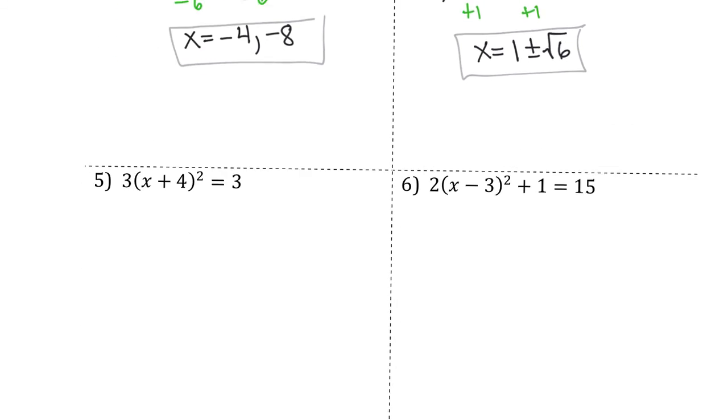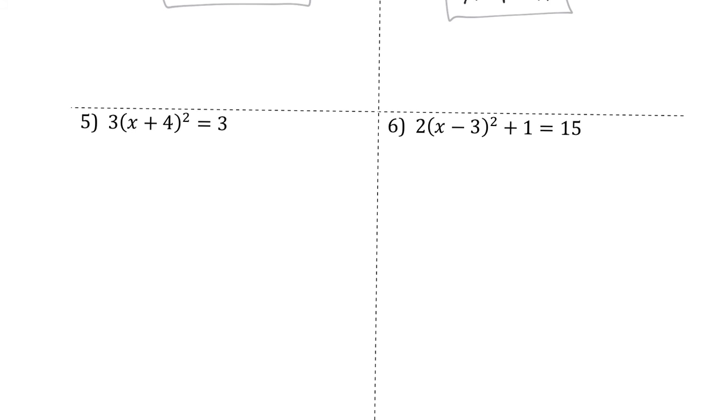Okay, let's look at a couple more, and then I'm going to have you do the practice problems. Okay, let's see. I have the x plus 4 squared here. It's this 3 I don't like. Since the 3 is touching, it's 3 times x plus 4 squared. So to cancel it, I'm going to divide by 3 on both sides. Three divided by 3 is 1. But now that the squared is isolated, I can solve like normal.